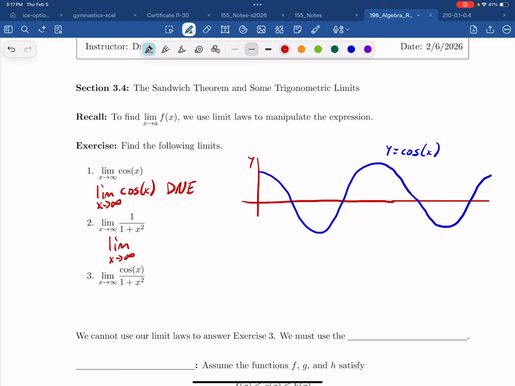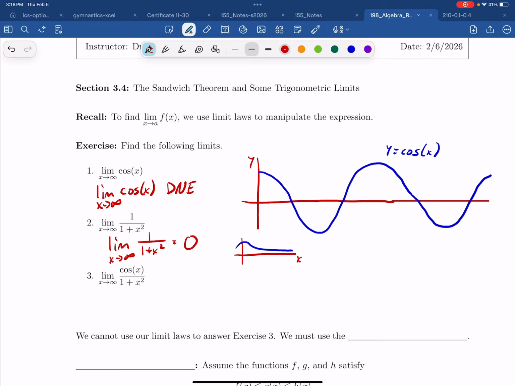Next up, we have this limit right here, number 2. And I hope we all can see that this limit is going to be 0. Fixed numerator, ever increasing denominator, we should have 0. And in case you're wondering, that function looks something like this. So definitely 0. Extend that a little bit.